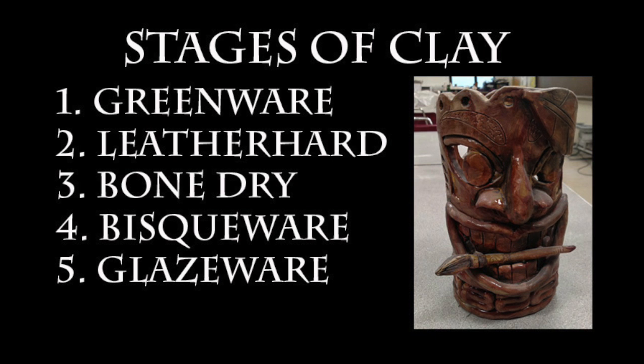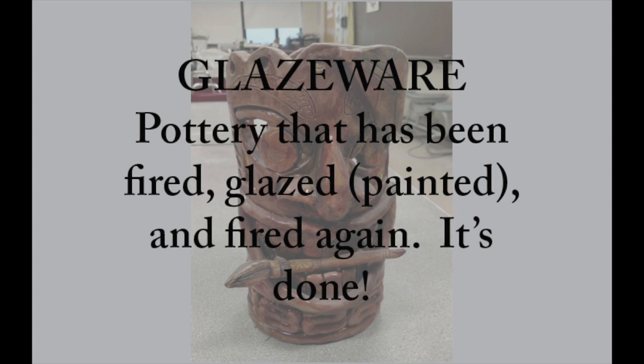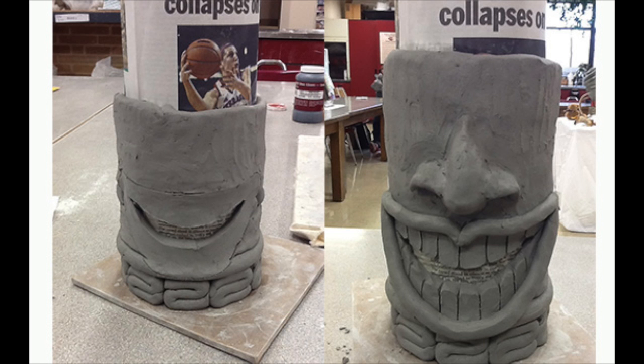Now that we've talked about that very important safety rule, we can talk about the last stage of clay. When you get your bisqueware back, you will glaze it. When you're done glazing it, you will put it back on the shelf in the kiln room, and I will fire it. After it's been fired, it's called glazeware. It's done and ready to be used. Let's do a quick review.